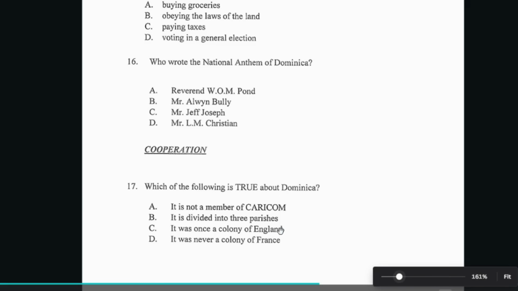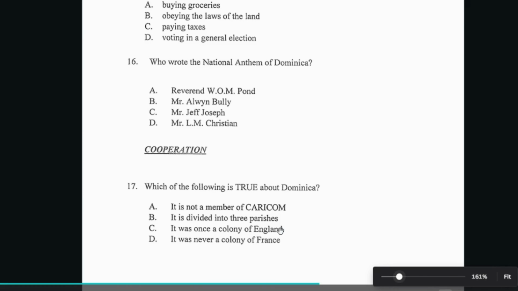Moving on to 21. That means we're now moving on to that section, rights, responsibilities, and governance, right? So number 21. Let's zoom in again. I want to make sure we see everything. Number 21. Which branch of Dominica's government is responsible for enforcing the laws of the land? Is it A, judiciary? Is it B, legislative? C, parliament? Or D, executive?